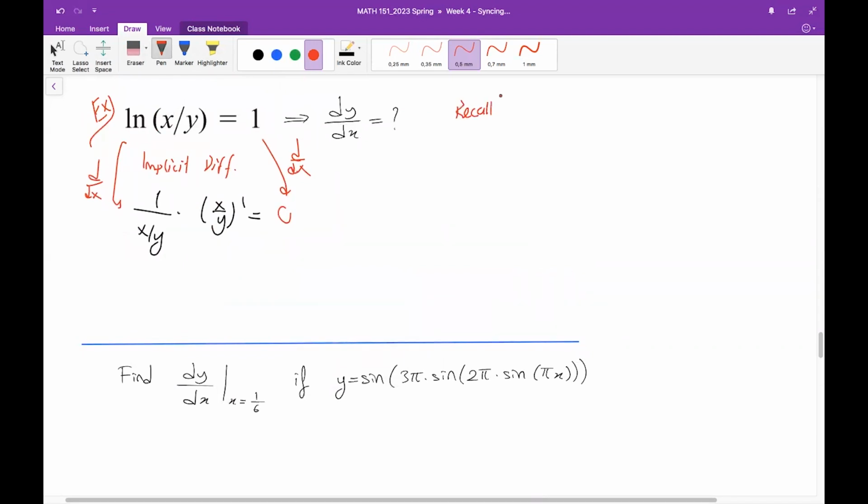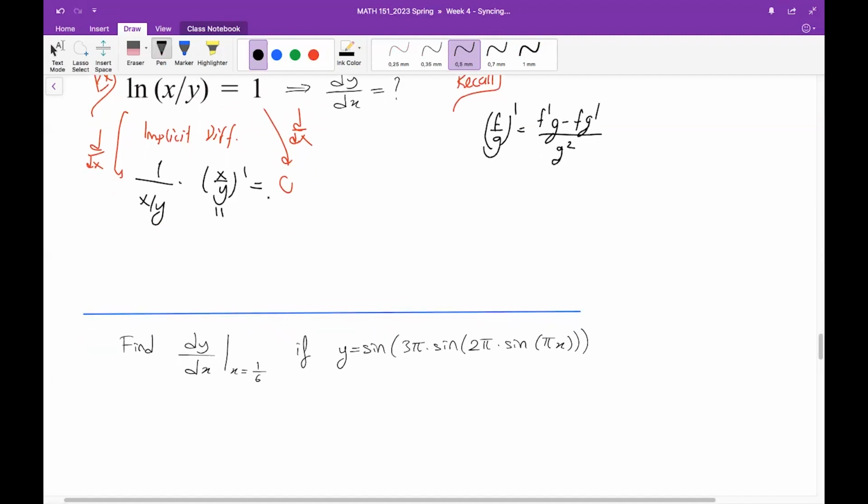Maybe I should remind you the quotient rule here. F over G is differentiated as F prime G minus F G prime, divided by G squared. So that's what we should apply here. It goes like the derivative of X is 1 times the denominator, minus X stays the same times the derivative of the denominator, divided by the square of the denominator, okay? So this is 1 over X over Y, which is Y over X. So this is 0. I want to solve for Y prime.